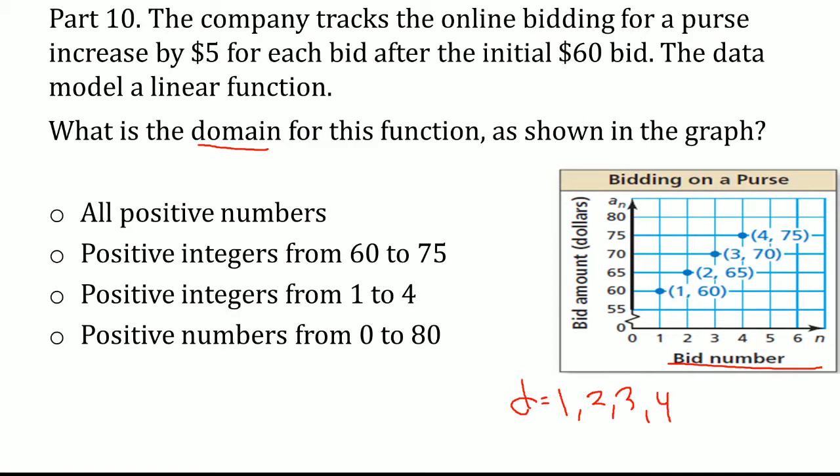Are these all positive numbers? No, because is there a 5? That's wrong. Positive integers from 60 to 75? No, that would be the y, the range. Positive numbers from 1 to 4? I believe that. Positive numbers from 0 to 80? No, that would be the range, the values of the y-axis. Let's see if we are right. Yep, we are correct.